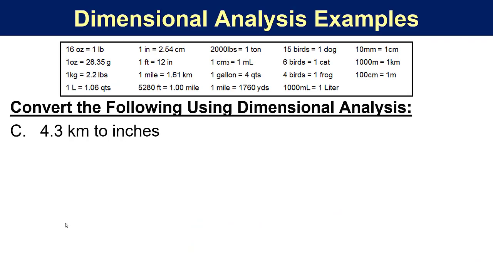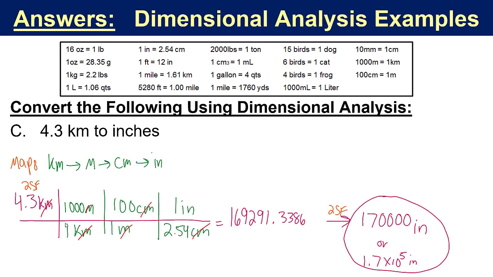Last one of simple dimensional analysis for you to try. Let's turn 4.3 kilometers into inches. Pause the video now and then unpause when you have an answer. Got that one right. We should have gotten 170,000 inches, or since we are reporting to two significant figures, we could have actually reported it in scientific notation, 1.7 times 10 to the 5 inches. Either one would in fact be appropriate.